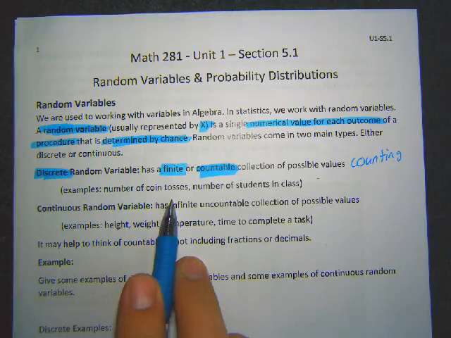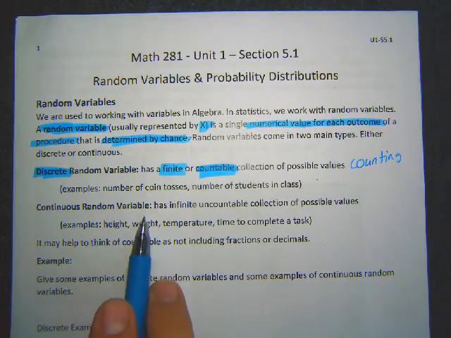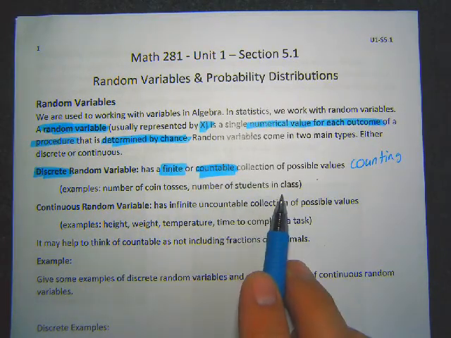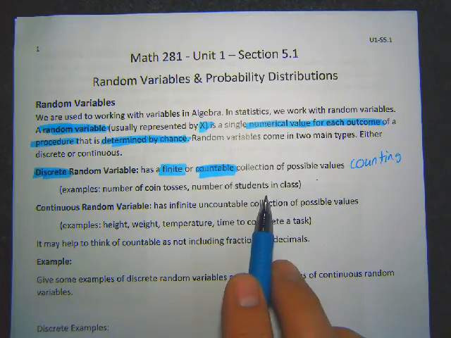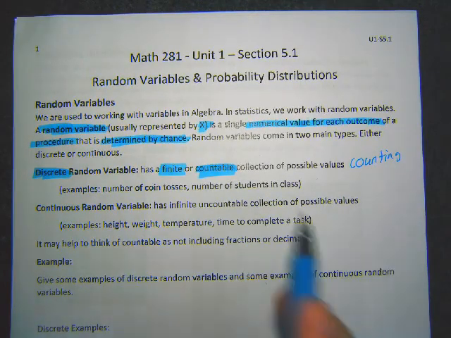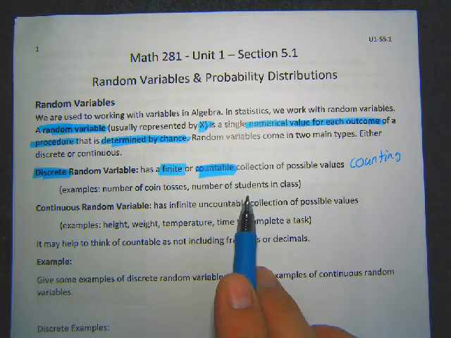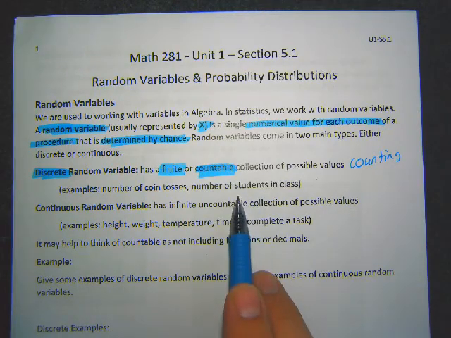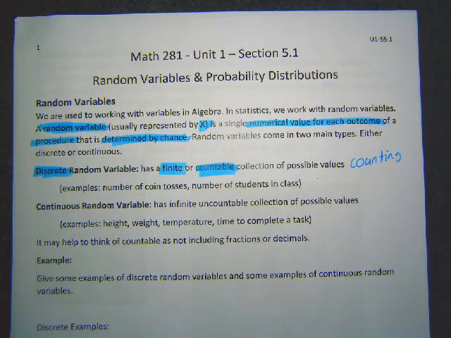So like the number of coin tosses. There's going to be so many coin tosses. The number of students in a class. That one's usually finite, right? Because there's not usually an infinite limit to how many students can be in a class. There's the upper cap for the school or the university or whatever. Those would be countable, discrete sets of information.